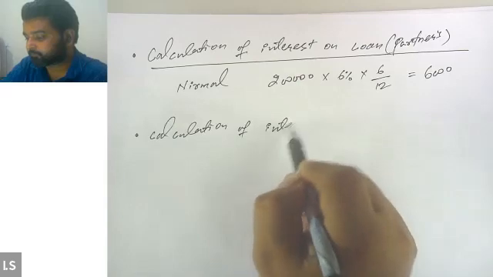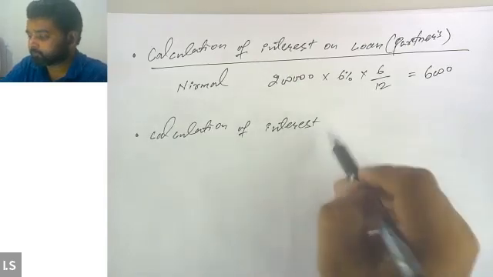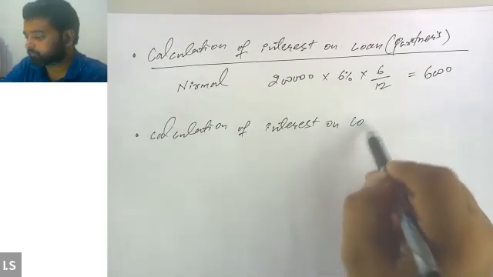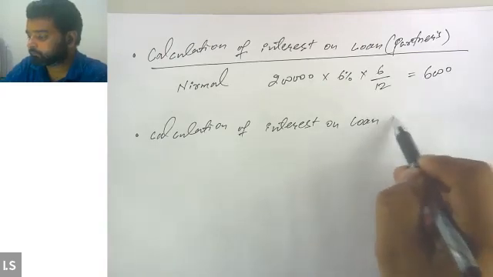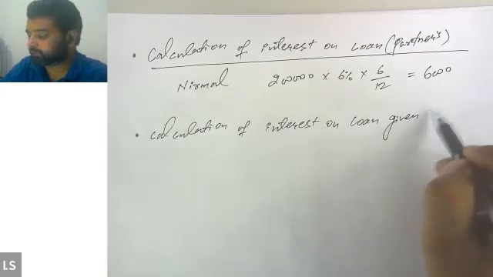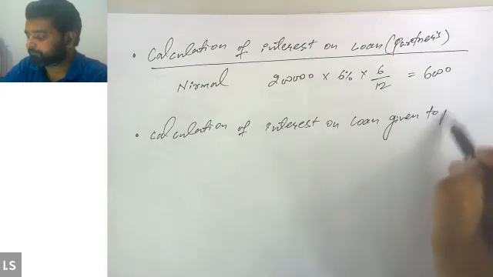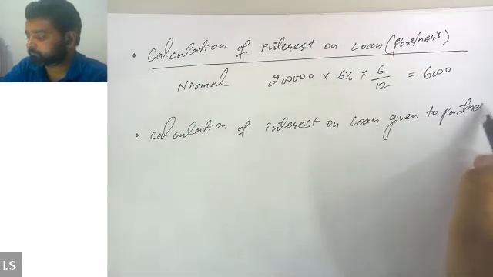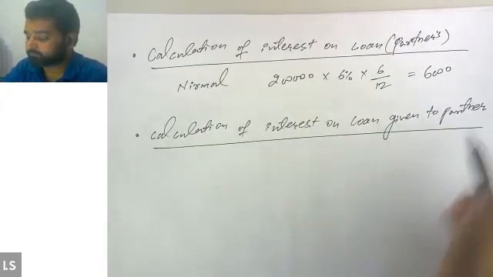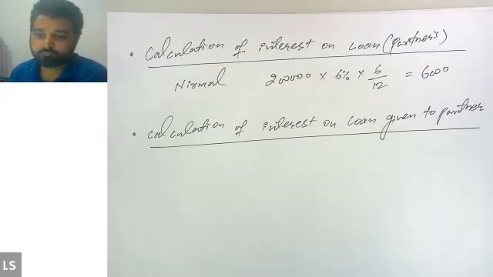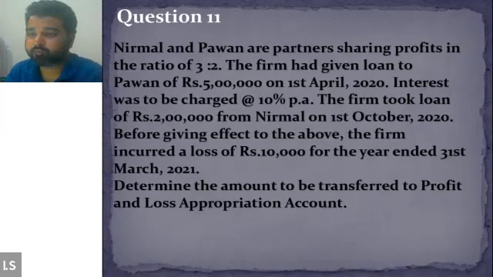Now, calculation of interest on loan given to partner. Given to partner. So Pawan has borrowed 5 lakh from the business, right?